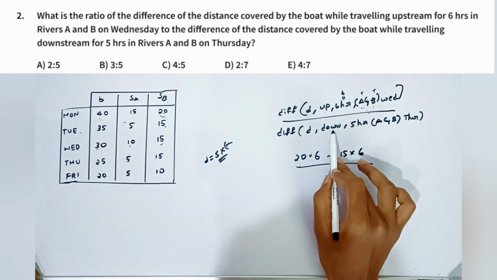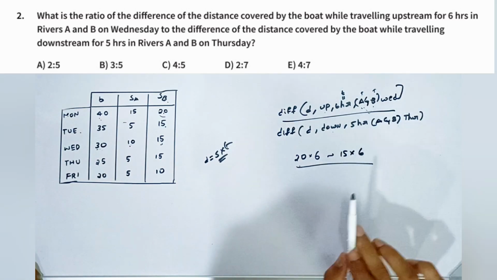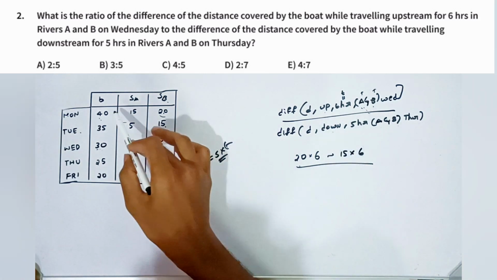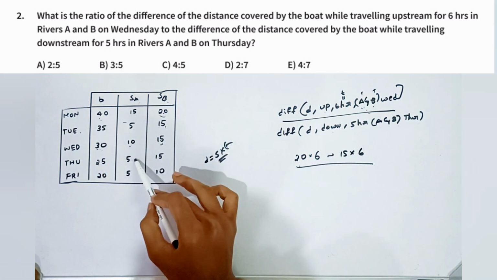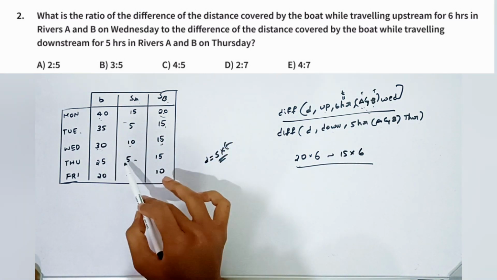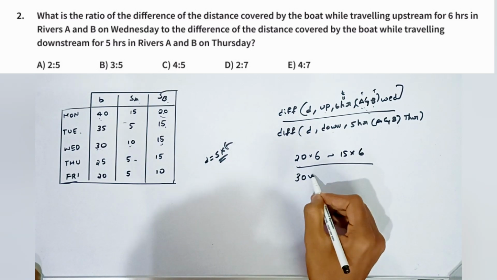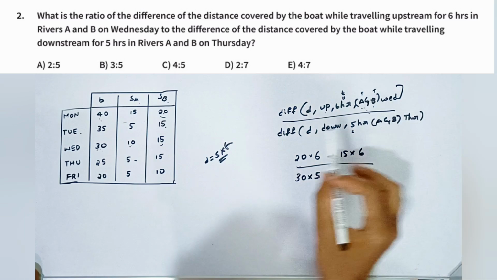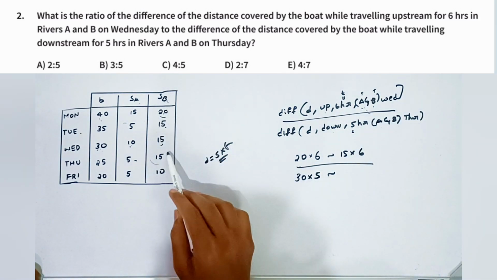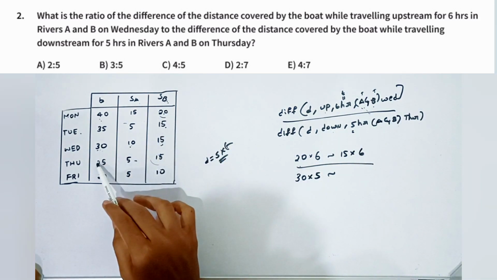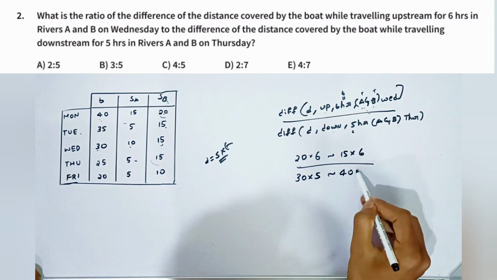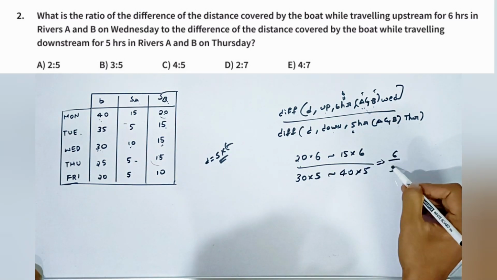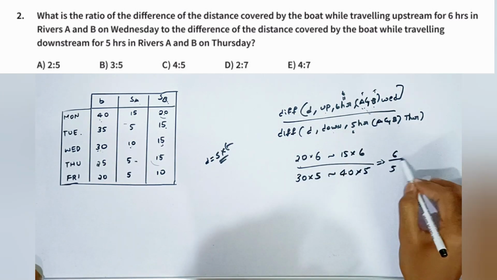And downstream, it is given that downstream A and B on Thursday. A on Thursday, it is downstream, right? So we have to add it. So 30 is the speed into time, and the time given is 5, minus B. So river B, Thursday, 15 plus 25 is 40. So 40 into 5, right? I'm taking 6 as common here and 5 as common here.